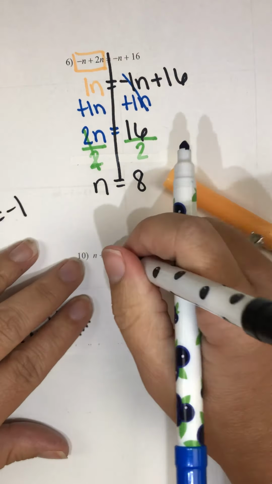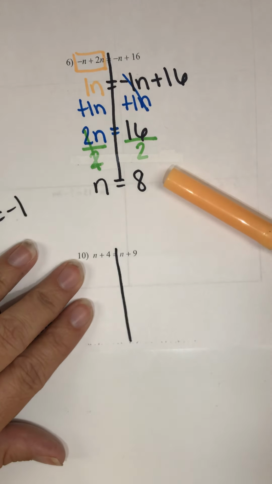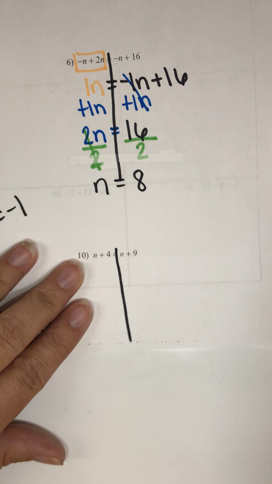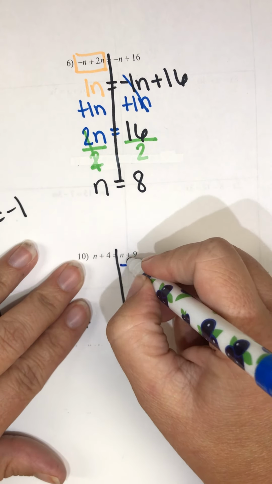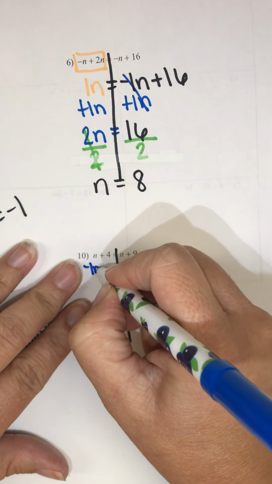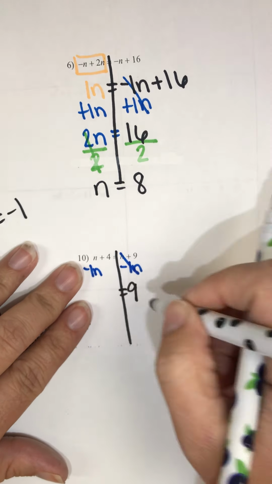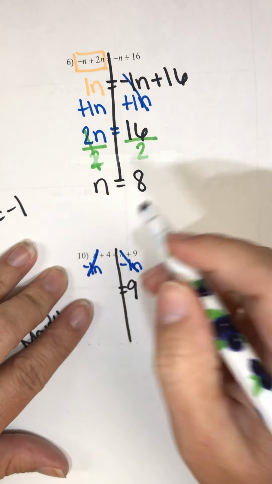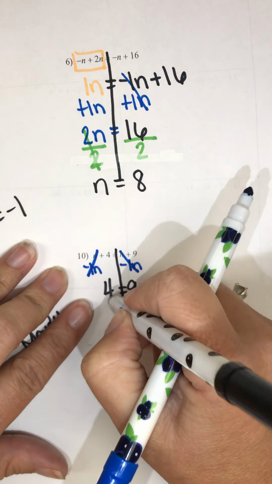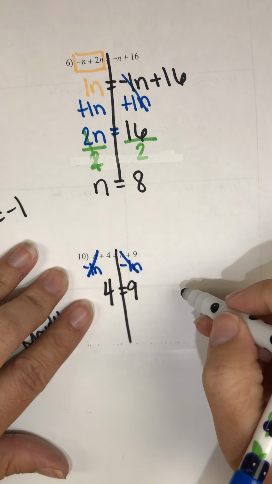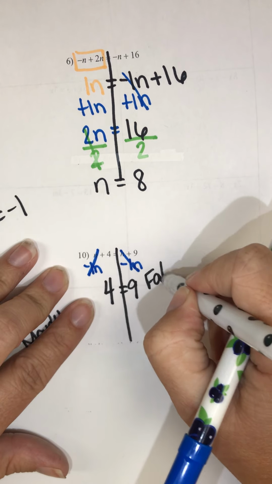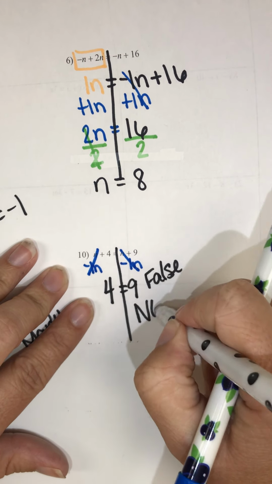So if I look at this last problem, there's not any like terms on the left or on the right, so I don't need to combine like terms. Now I need to move my variable term, so I'm going to move this 1n to the other side by subtracting it. It cancels there. I'm left with a 9 on the right side. I'm going to cancel this. And I'm left with a 4 on the left side. 4 does not equal 9, so when it's a false statement, your answer is no solution.